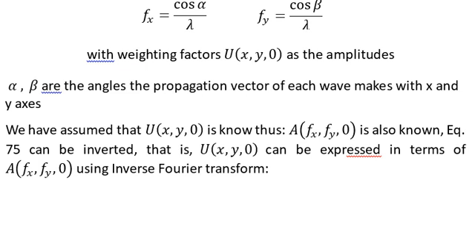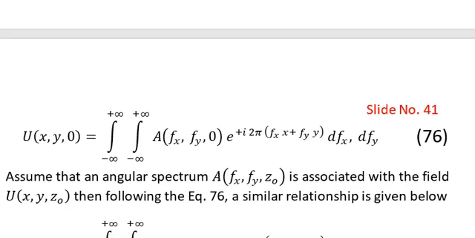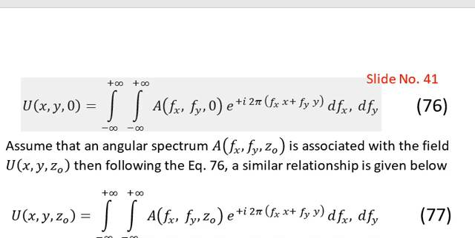So equation 75 can be inverted. That is, u of x comma y comma 0 can be expressed in terms of the angular spectrum using the inverse Fourier transform definition, which is given in 76. We have seen before that equation 75 was the Fourier transform equation, and equation number 76 is the inverse Fourier transform equation. And in the inverse Fourier transform we have substituted the angular spectrum. All the variables in the inverse Fourier transform are the fx and fy variables. On the left hand side we have the space variables x comma y, and here z is equal to 0.